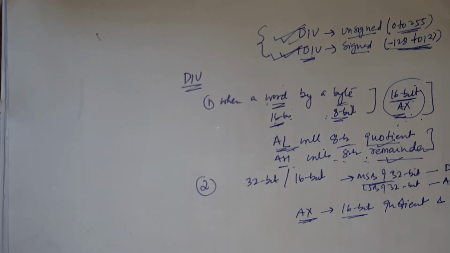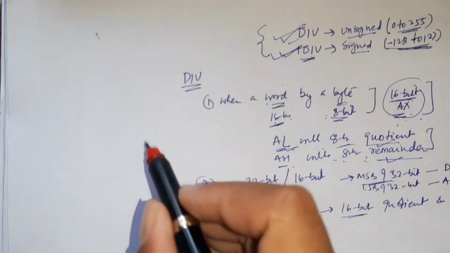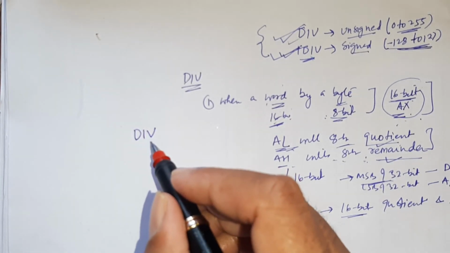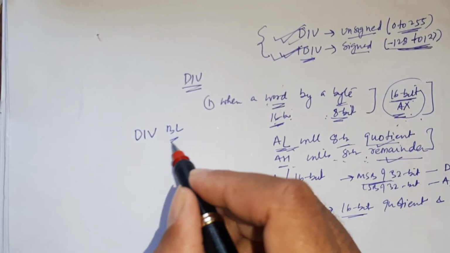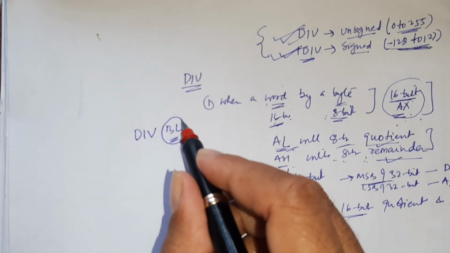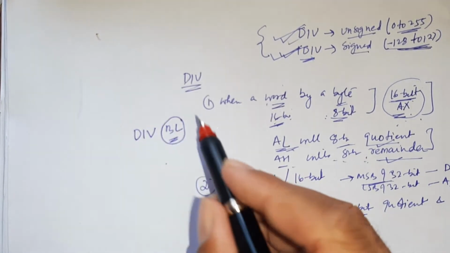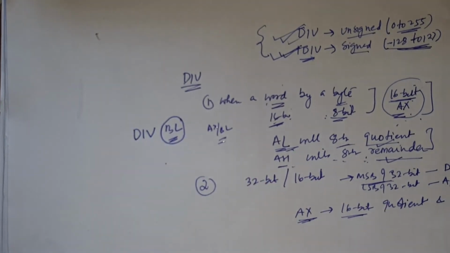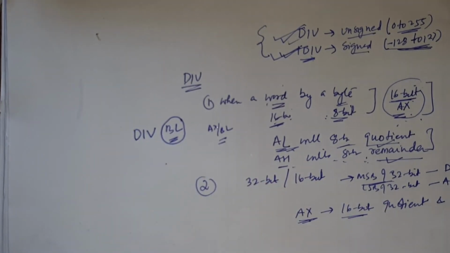Let's take an example. Suppose this is the instruction DIV BL. The meaning of this is that we are dividing AX by the 8-bit number BL. In that case, the quotient will be stored in AL and the remainder will be in AH.